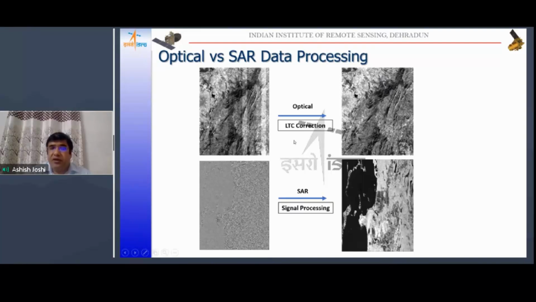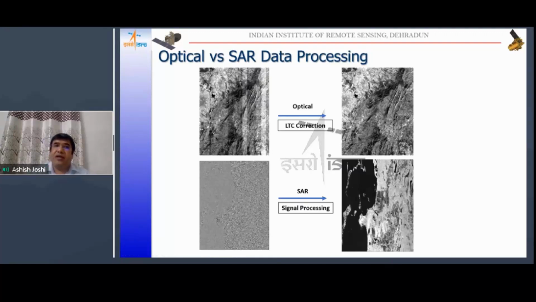We do some processing on the optical image, which is called the LTC correction, and the image looks like this. In this image, we can see some stripes, which are due to the CCD, charge coupled devices. But in the SAR, we are not able to perceive anything. We cannot find any feature. So in the case of SAR, we have to do some signal processing. With the help of the signal processing, we are focusing the image, and after the SAR data processing, the processed image will look like this. So this is the basic difference between optical and SAR.